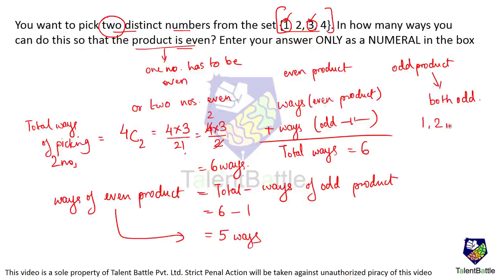1, 2, 3 and 4. I have to pick two numbers. I can pick 1 and 2, I can pick 1 and 3, I can pick 1 and 4. Next, 2 and 1 I have already done over here. 2 and 2: two distinct numbers I have to pick, so 2 and 2 I cannot pick. Distinct means different numbers. I can't have 1 and 1, or 3 and 3.